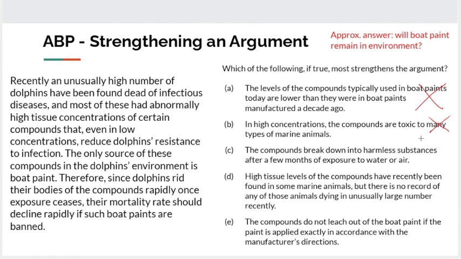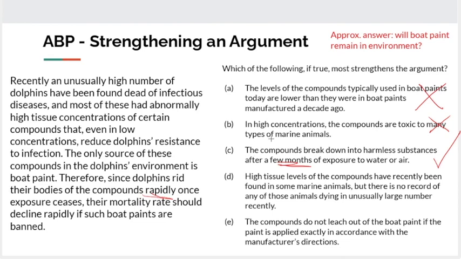C, the compounds break down into harmless substances after a few months of exposure to water or air. That is good, and that's a good match for this approximate answer, because the approximate answer deals with this assumption regarding how long the substances remain in the environment. So if you ban these boat paints, and if these compounds break down into harmless substances, then banning these boat paints will likely lead to a reduction in the mortality rate within a few months. So they say rapidly, this says within a few months. I think those are pretty close.